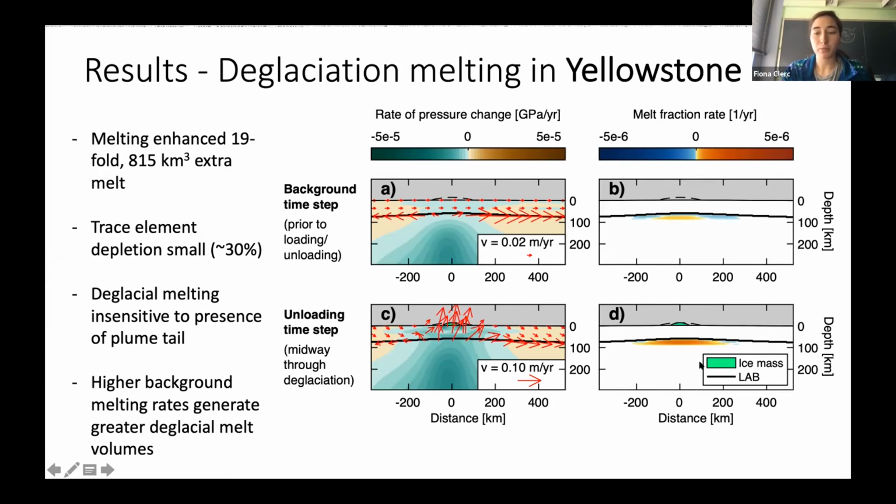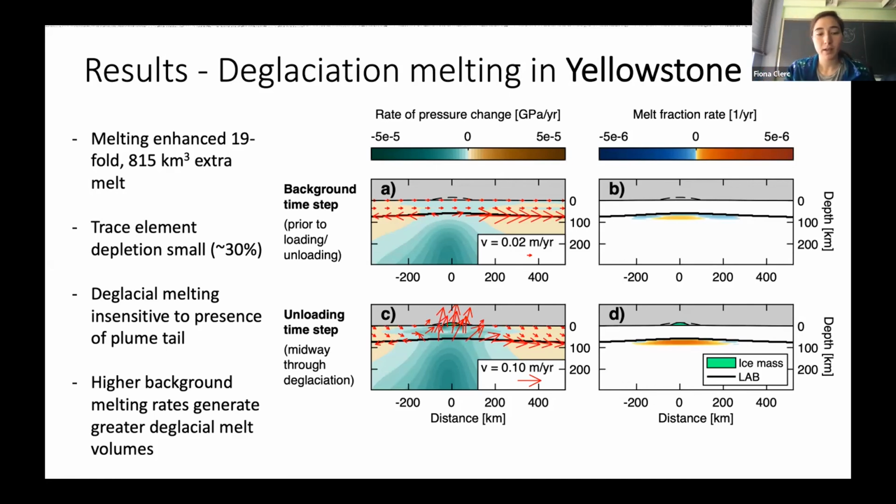And comparing these two melt generation rates, we find that melting is enhanced 19-fold during deglaciation relative to the background, which over the entire deglaciation interval represents 815 kilometers cubed of extra melt. If we compare the trace element depletion, it's likely too small to be resolvable, at least in available datasets.